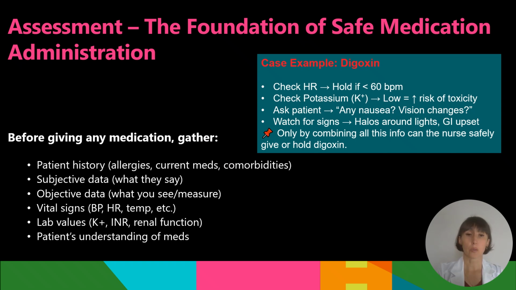You assess their lab values. Why do we assess that? Well, because low potassium increases the risk of digoxin toxicity. That's why we would need to assess their potassium levels. You also assess subjective data. What do they tell you? That's something you cannot measure. The patient tells you they feel nauseated and see halos around lights. These are classic early signs of toxicity. So only by pulling all of this information together can you safely decide whether to give, hold, or clarify the medication. That's why assessment is the foundation. Without it, every step after it is on shaky ground.